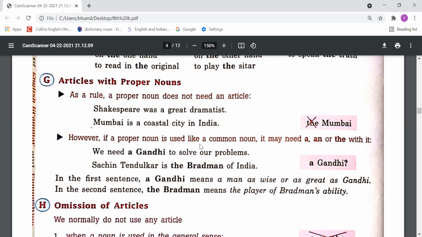Suppose you play in a school cricket team, and one player is very good, he plays like a Sachin Tendulkar. Suppose his name is Rahul, so we can say that Rahul is the Sachin Tendulkar of our school team. We are not saying he is Sachin Tendulkar, we are saying he is like Sachin Tendulkar, right? In the first sentence, Gandhi means a man as wise and as great as Gandhi. In the second sentence, the Bradman means the player of Bradman's ability. Right? So the same thing I have told you.